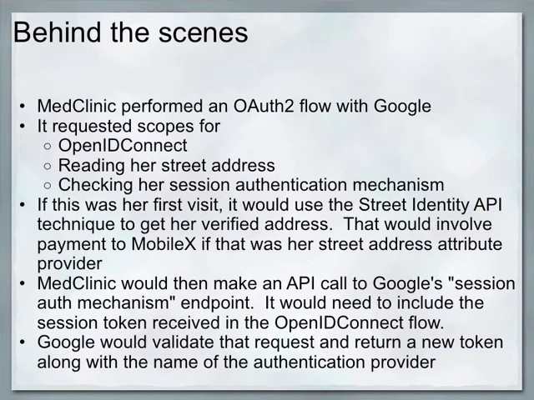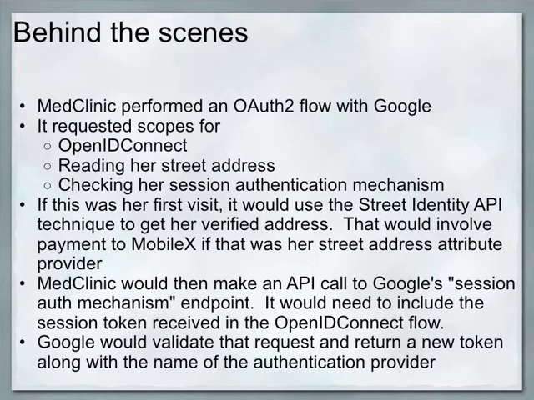So what happened behind the scenes to cause MedClinic to decide that she had been strongly authenticated, and therefore it was okay to let her into the account, and as well to know that it was in fact her associated with her medical records? So MedClinic just performed a standard OpenID Connect flow on top of the OAuth 2 protocol, and it had a couple of scopes requested, one to do the login with OpenID Connect, another to get access to her verified street addresses using the street identity and attribute provider mechanism, and the last scope was to get access to her session-specific authentication mechanism.